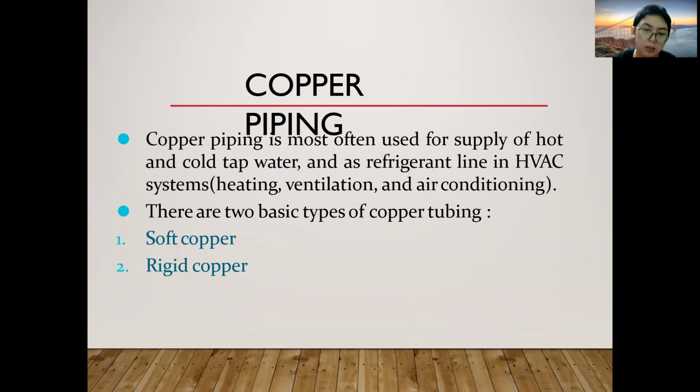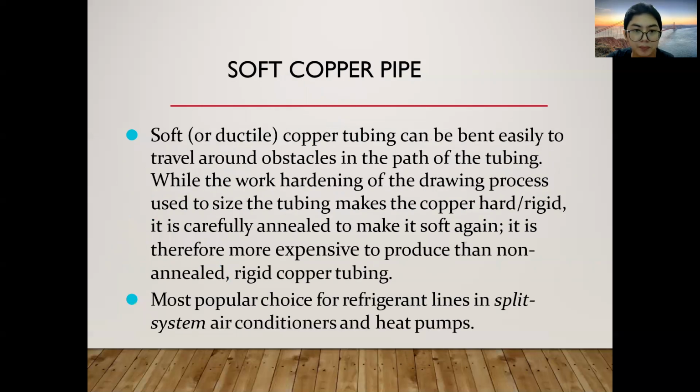The next thing is copper piping. Copper piping is most often used for the supply of cold tap water and as refrigerant line in HVAC. The HVAC is the heating, ventilation, and air conditioning. There are two basic types of copper piping. The first one is soft copper. The second one is rigid copper.